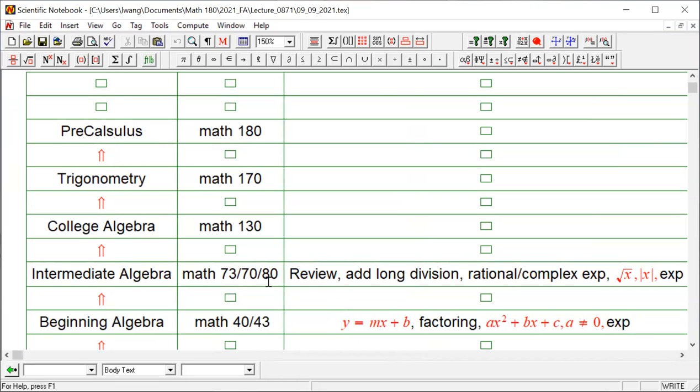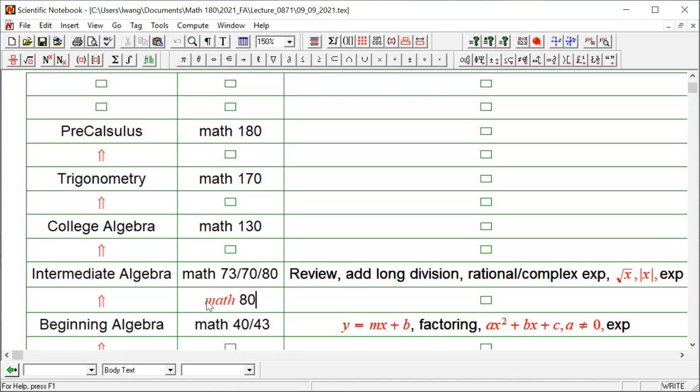Sometimes if you have taken Math 80, in recent years I taught Math 80 multiple times, Math 80 could actually involve exponential functions and logarithm functions.